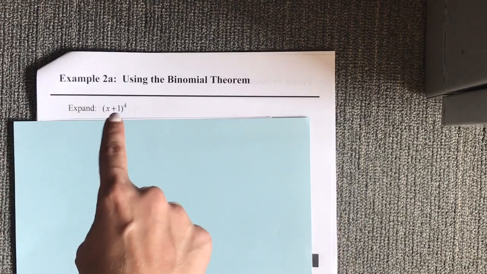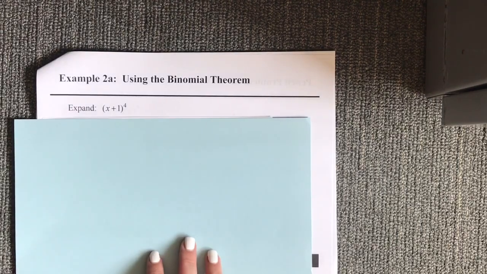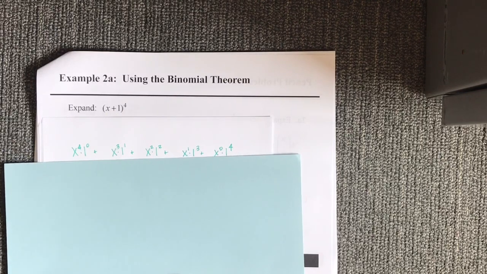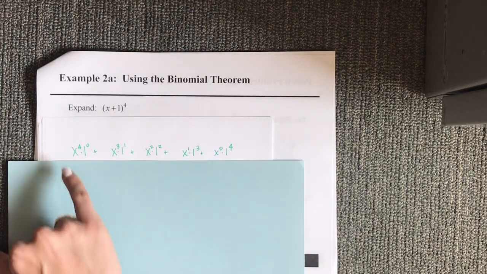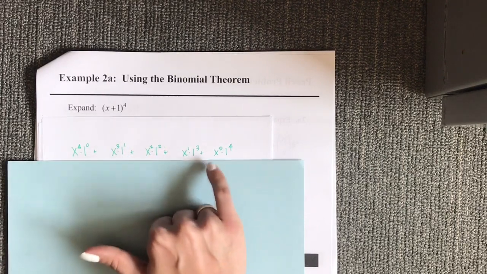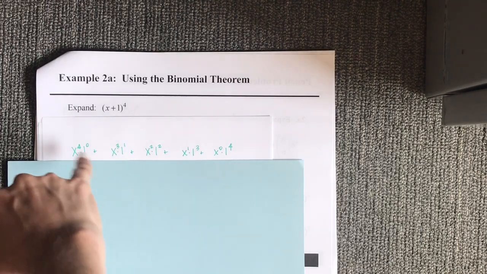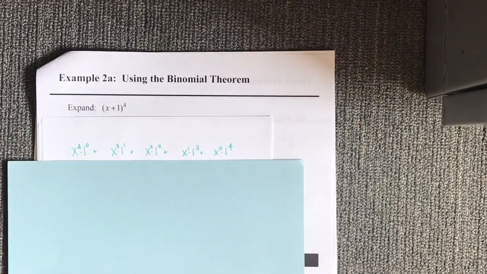So x is like our A and 1 is like our B, if you're trying to match it up with what we did in the warm-up. I'm leaving space here for the coefficients, because we're going to use the binomial theorem to fill those in. But see how so far I've just laid out the exponents, with the x's going in descending order with their powers and the 1's going up in their power.